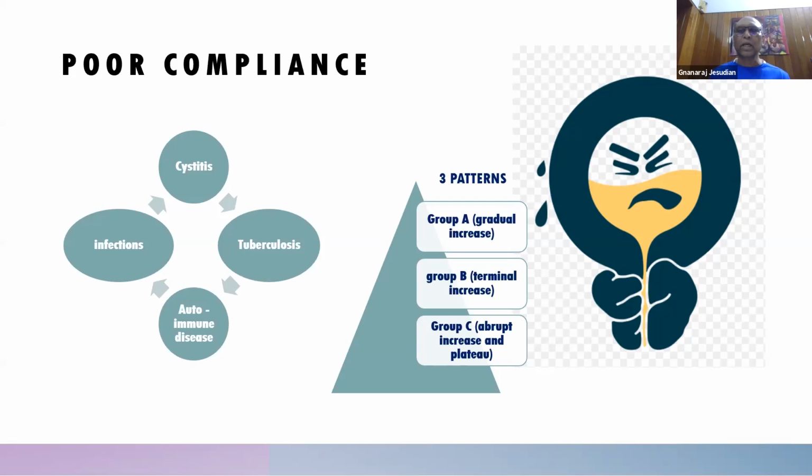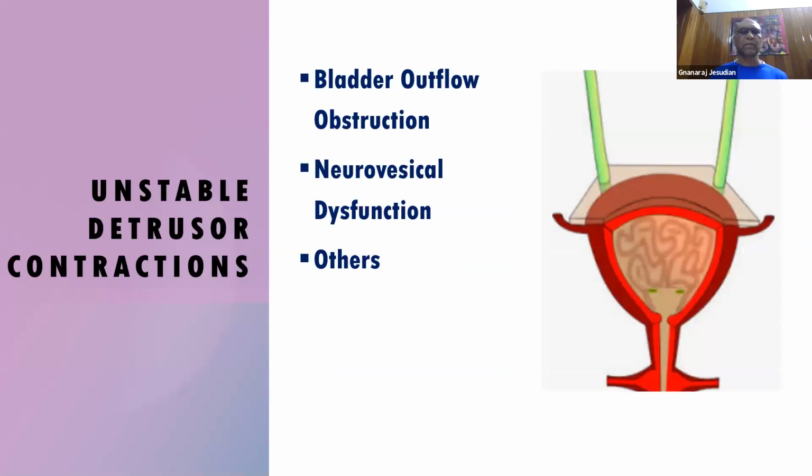And depending on what type of disease or involvement, there are various patterns which occur in the way the compliance changes. This is one group where the pressure increases slowly. And then there's another group where the rise is found only towards the end of the capacity. Or there is an abrupt increase to a plateau. These patterns help the doctors to decide what type of problem is causing the disease.